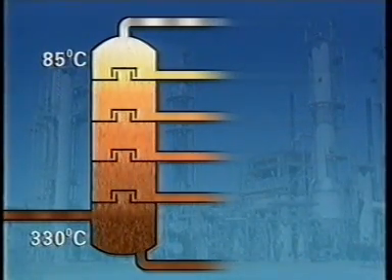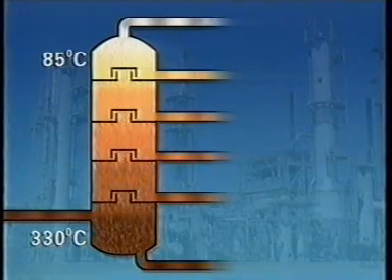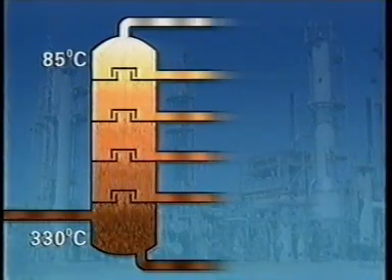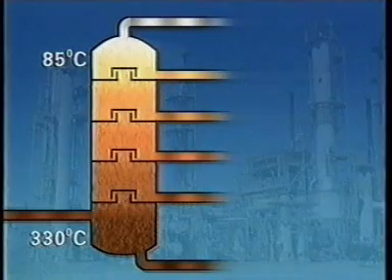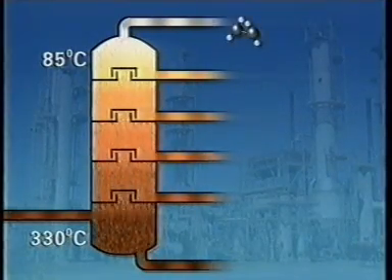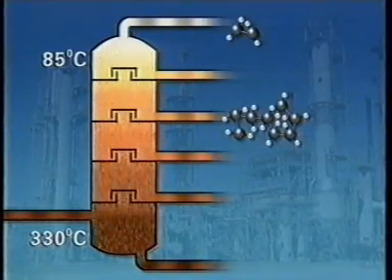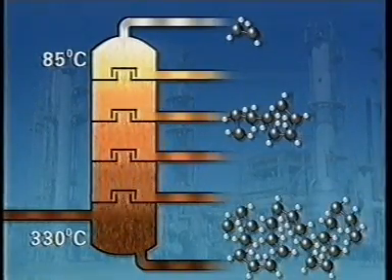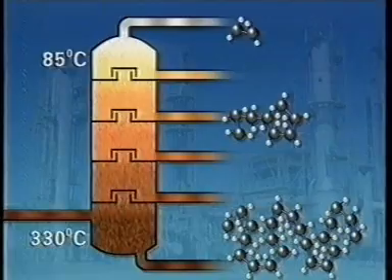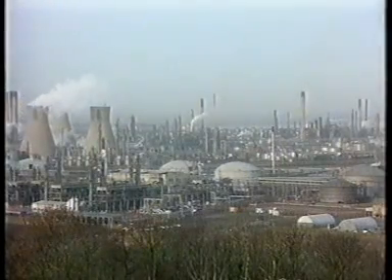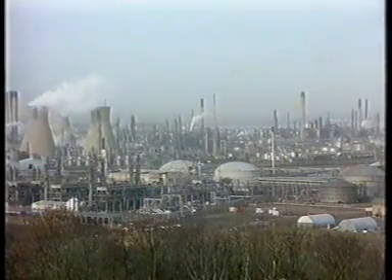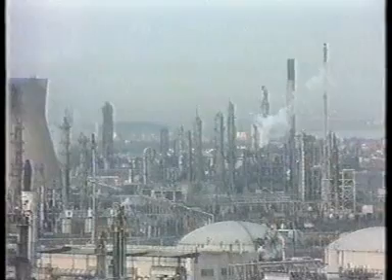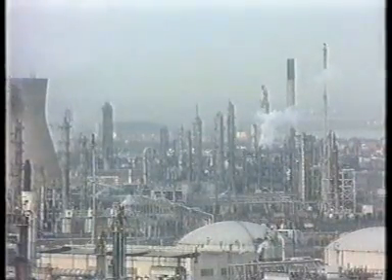Different hydrocarbons condense at different temperatures, running off at various levels. Those with lower boiling points are collected at the top. Those with higher boiling points run off nearer the bottom. The longer the molecules, the higher the boiling point. Industrial distillation separates crude oil into useful fractions, each containing molecules of a similar size.